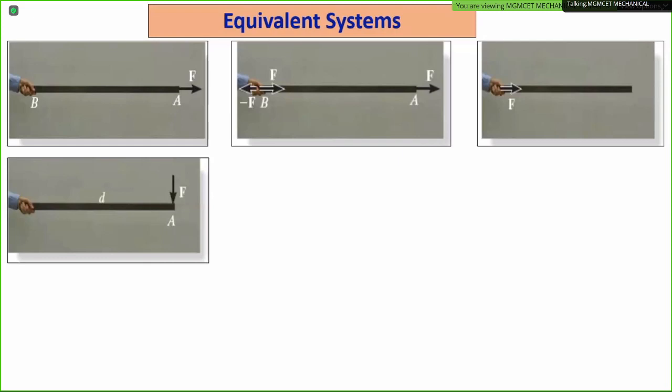Next one. अब देखो, अब क्या करेंगे. Here the force F is passing at point A. The distance is D. The force I have to shift to the point B. जहां पे पकड़ा है उसको वहां पे shift करना है. Right?